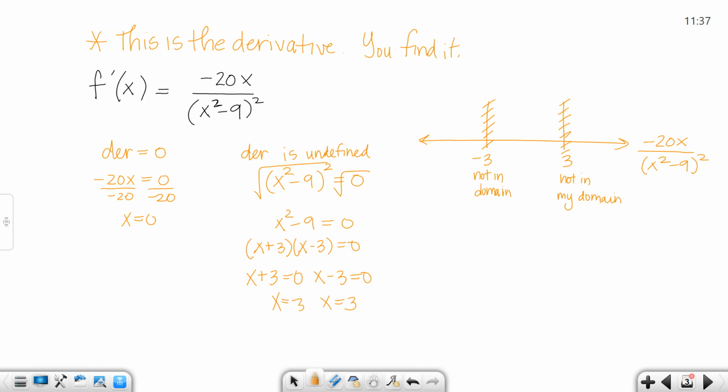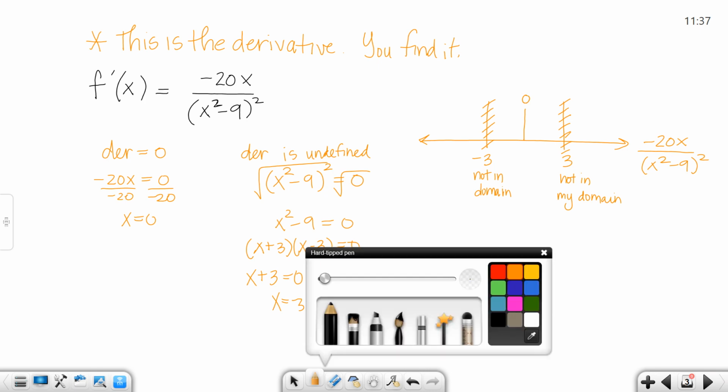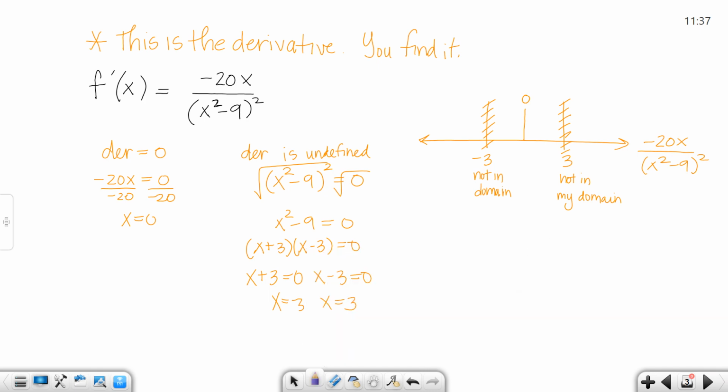So these are not critical numbers because they are not in the domain. You'll also notice that we found those when we were seeing where the derivative was undefined. We also need to put the number 0 on this number line. Okay, so let's pick some test points. I might choose -4. I might choose -1. I might choose +1. And I might choose 4.